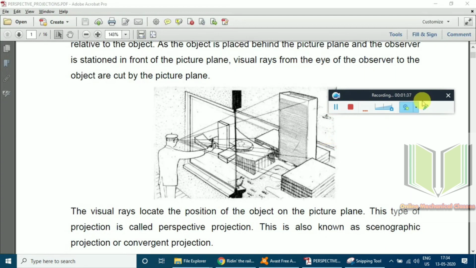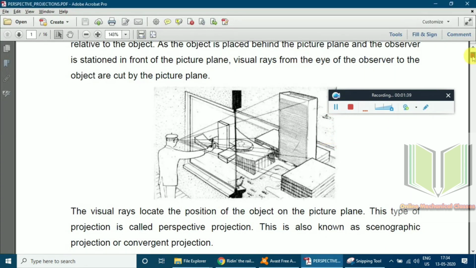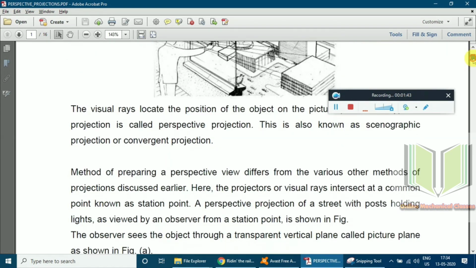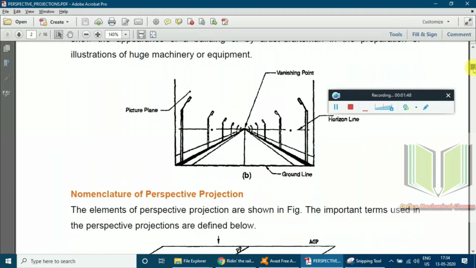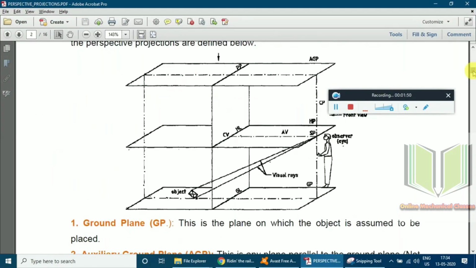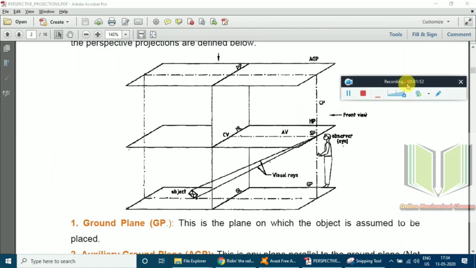We are going to draw perspective diagrams, taking into consideration the stationary point and the vanishing point. These are the notes I'll be sharing with you. This is very important, and now I'll be explaining the very basic terms.